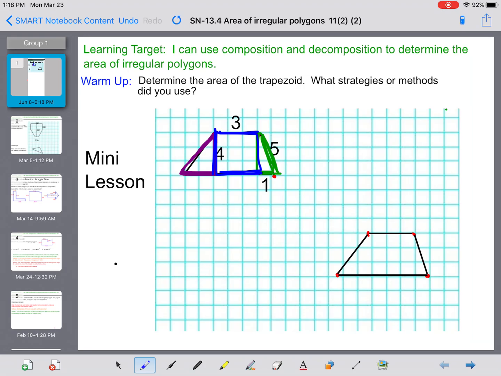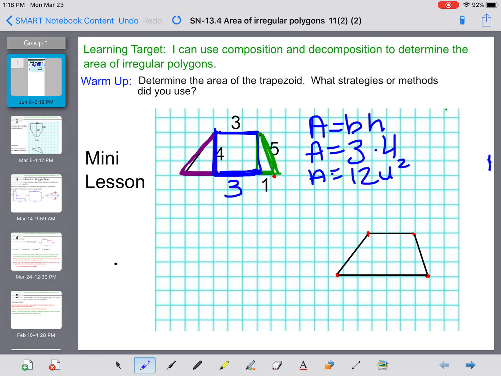I know it's a rectangle, excuse me, because my side lengths are different. So I know rectangle is area equals base times height. Now my base is from this point till this point right here. I don't know what the base is. I know that the base of the green triangle is 1. So I know that a rectangle has 2 equal sides. So since the top is 3, I now know that the bottom is 3. So my base is 3, my height is 4, and area equals 12 units squared.